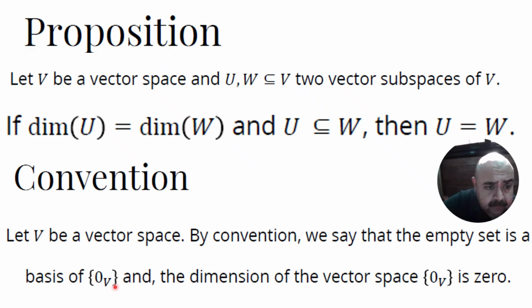Convention: let V be a vector space. By convention, we say that the empty set is a basis for the null set, and the dimension is equal to 0. That's a very good statement, and we may need it in the multiple choice questions, so you should go through it more than once.